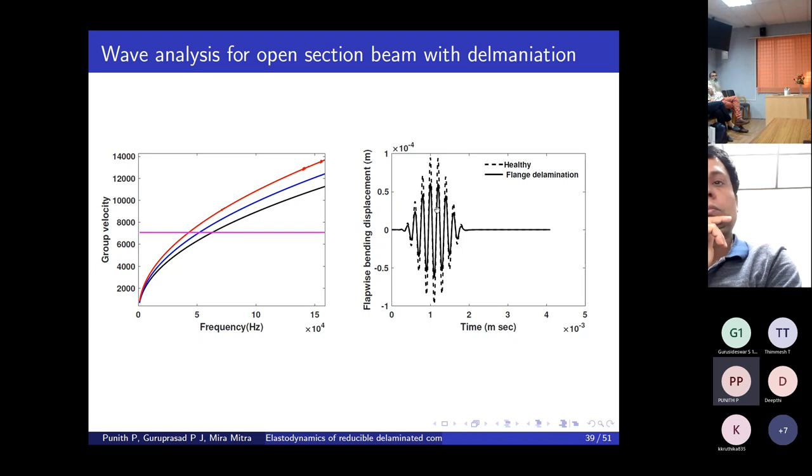So in the open and closed cross section beam, to detect the partial delamination, capturing the displacements will be more helpful than looking at the wave velocities, because now it's more of an assembly of multiple strips. The effect of a strip at another point might be more or less depending on the elastic coupling involved in the beam.